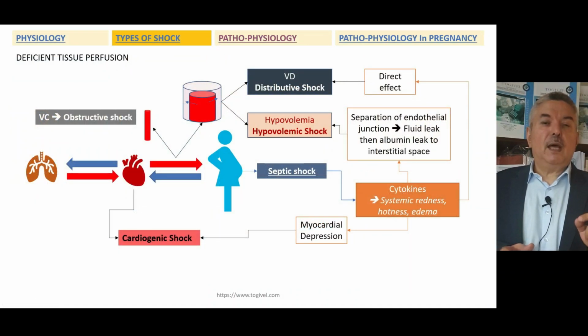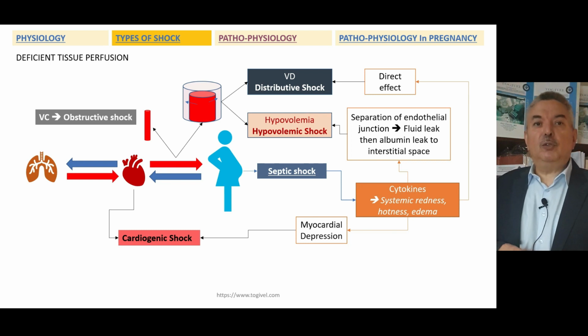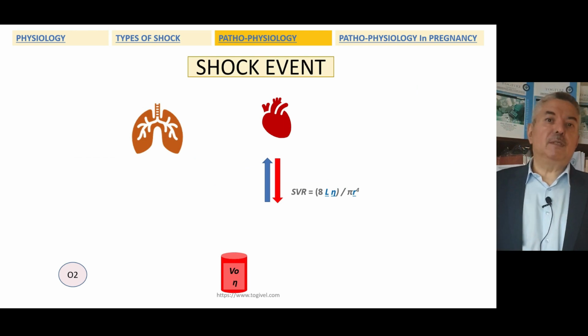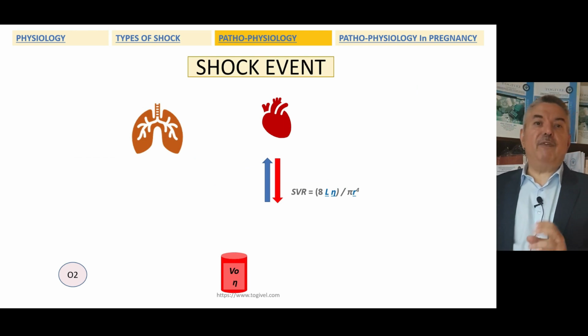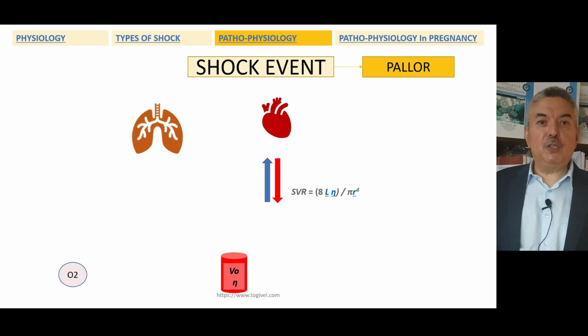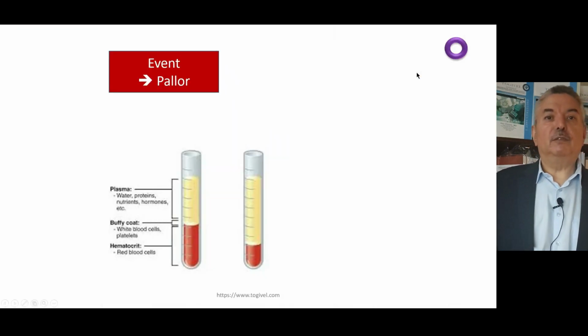Pathophysiology is how the body responds to a state of shock, to a state of deficient tissue perfusion. First, an event happens, a shock-eliciting event. We will use this term a lot. This is followed by pallor. Pallor is not a sign of deficient tissue perfusion. Pallor is not secondary to hypotension. Pallor is simply reduced hematocrit.